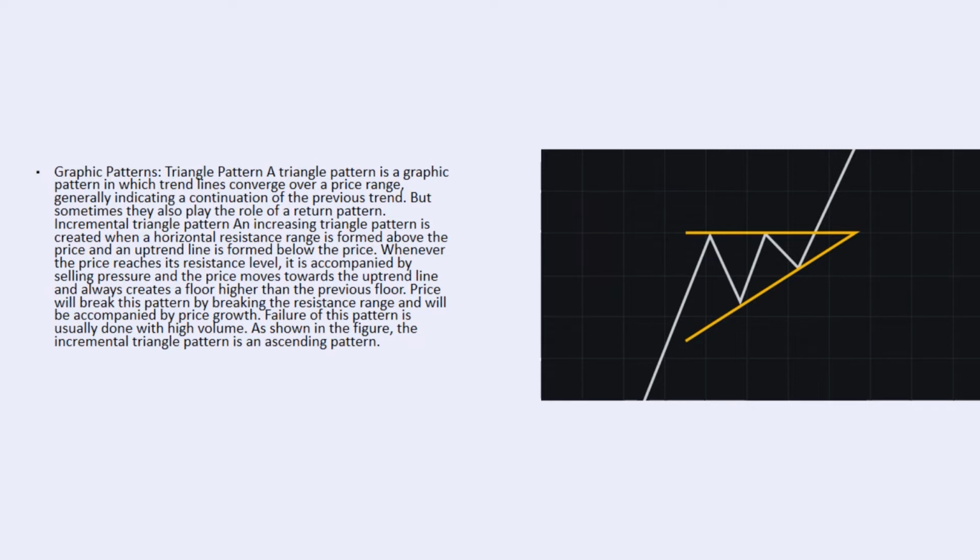Ascending triangle pattern. An ascending triangle pattern is created when a horizontal resistance range is formed above the price and an uptrend line is formed below the price. Whenever the price reaches its resistance level, it is accompanied by selling pressure and the price moves towards the uptrend line and always creates a floor higher than the previous floor.